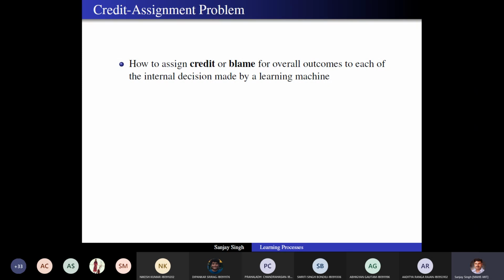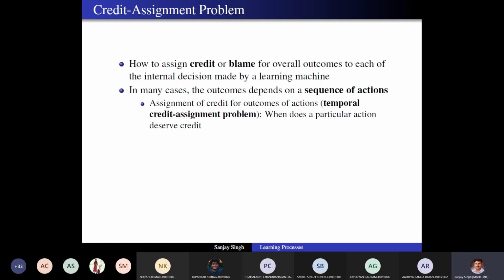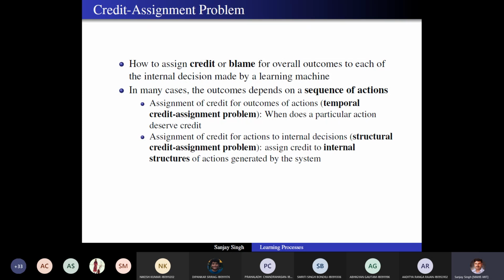This kind of thing happens often in reinforcement learning, which we'll see. But in many cases the outcome depends on a sequence of actions, not one. So remember, assignment of credit for outcomes of actions is the temporal credit assignment problem. That is, when does a particular action deserve credit? Also, there is assignment of credit for actions to internal decisions, which is the structural credit assignment problem. It assigns credit to the internal structure of actions generated by the system. These things happen quite often in reinforcement learning.